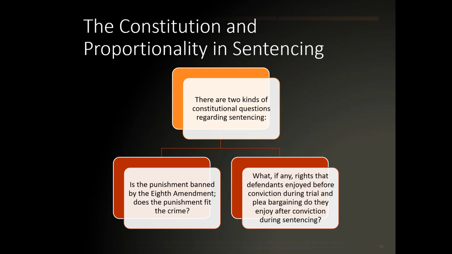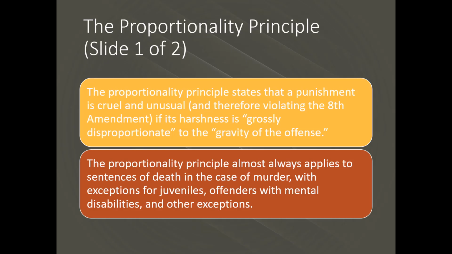All right, so one of the questions about cruel and unusual punishment is proportionality. The proportionality principle states that a punishment is cruel and unusual and therefore violates the 8th Amendment if the harshness is grossly disproportionate to the gravity of the offense. Quick, silly example. If the penalty for jaywalking was death by slow torture, the courts would throw it out and say, this is just grossly disproportionate.